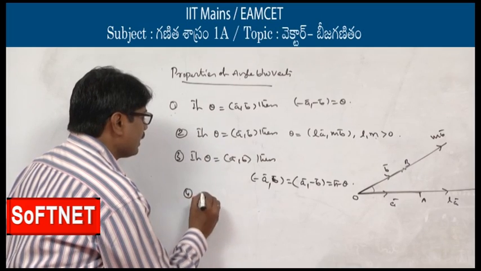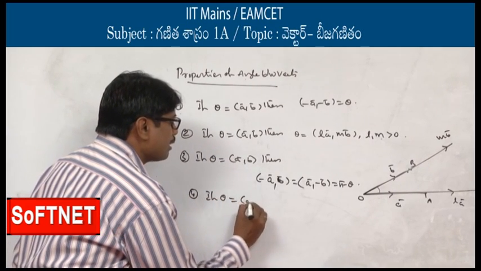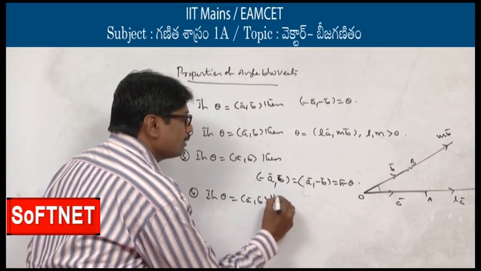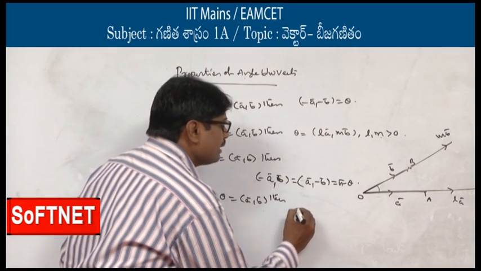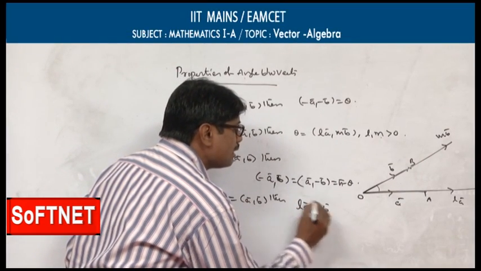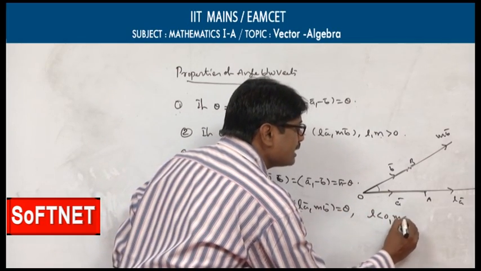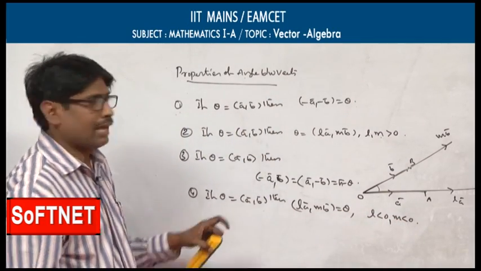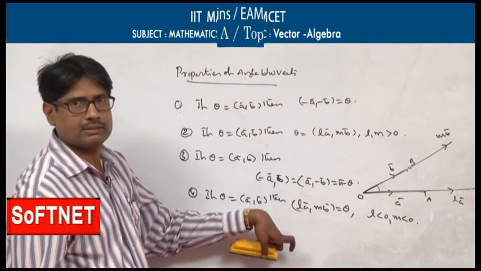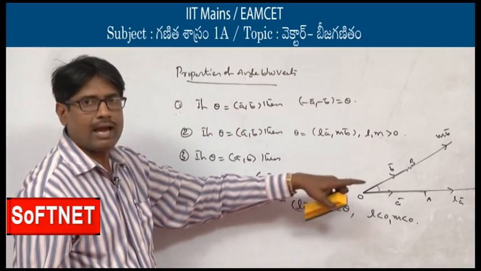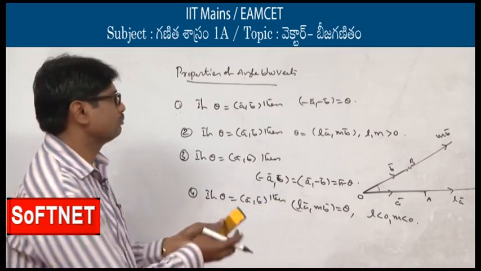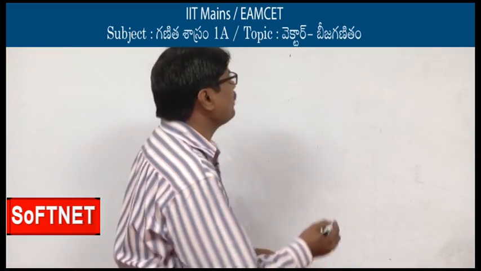Similarly, fourth property: if theta is the angle between A bar and B bar, then the angle between LA bar and MB bar is equal to theta if L is negative and M is also negative. These are the properties of the angle between vectors. If you extend the line, the angle is not going to change. Next, coming to coplanar vectors.